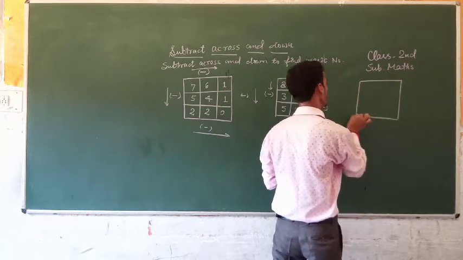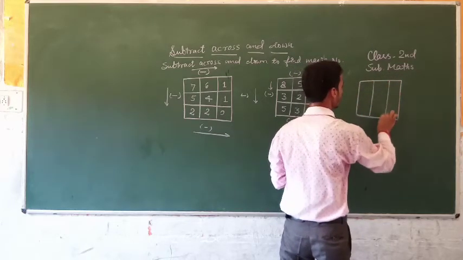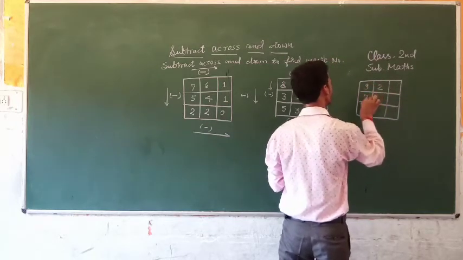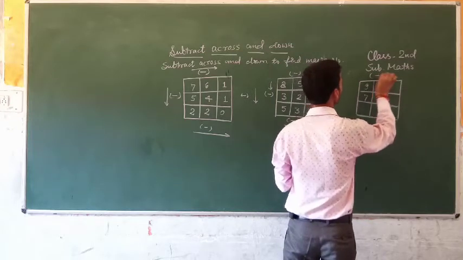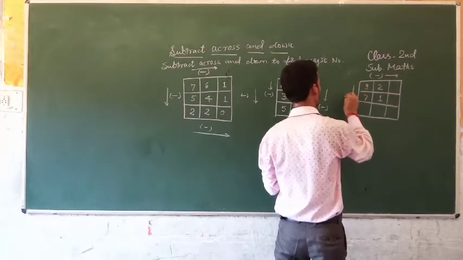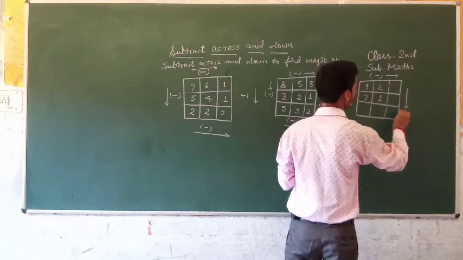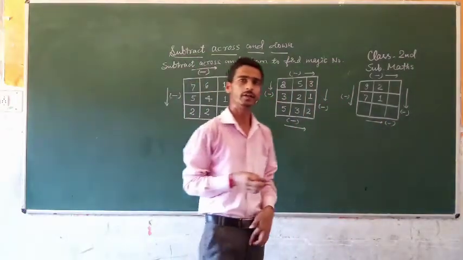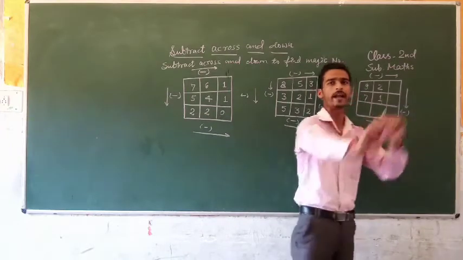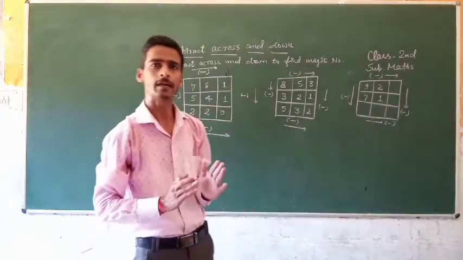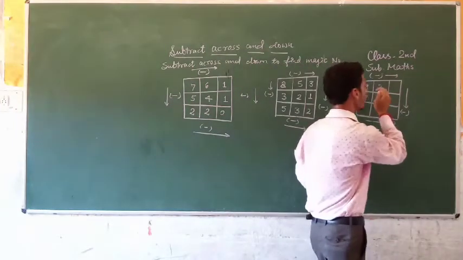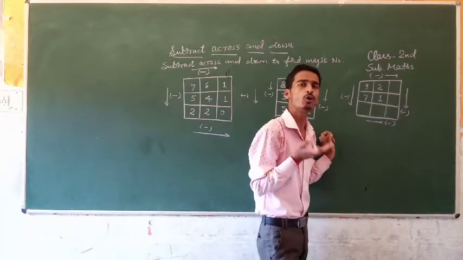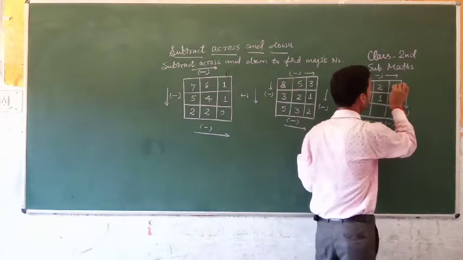Let's see another example. There is a grid. 3 rows, 3 columns, 9, 2, 7, 1. And now we will subtract it. Subtract across and down. Listen carefully how we will subtract across and down. Grid means 3 rows and 3 columns. Here you can see that here is 2 and here is 9. 2 is smaller than 9, so we will subtract 2 from 9. Here will be 7.